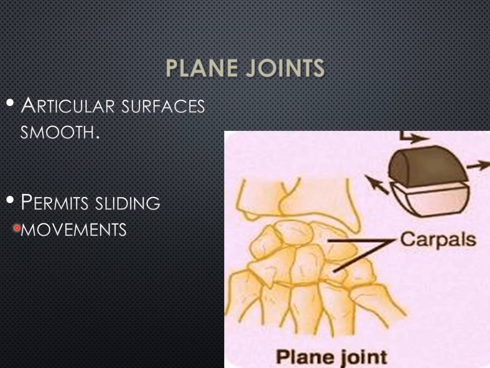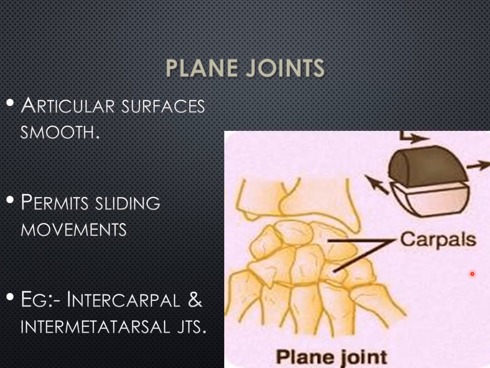So now coming to each type of joint, we have the plane joint. Here the articular surfaces are smooth and it will permit only slight sliding movement or gliding movement. Examples for these are the intercarpal joints and the intermetatarsal joints. So these are the carpal bones of the hand. This is the forearm bones, this is the carpal bones and this will be the metacarpal bones. These are the carpal bones, the bones of the wrist. There are 8 carpal bones. Between these carpal bones, the intercarpal joints, they are plane joints.